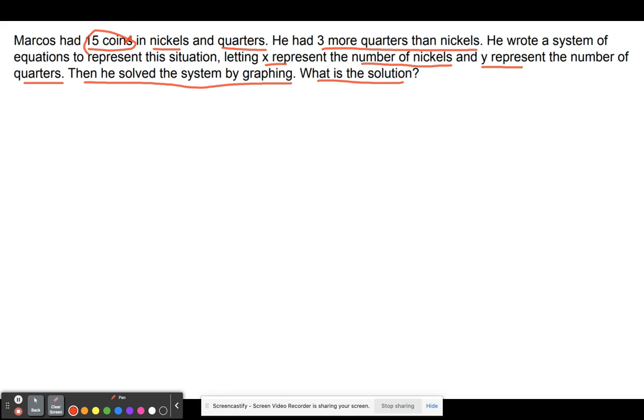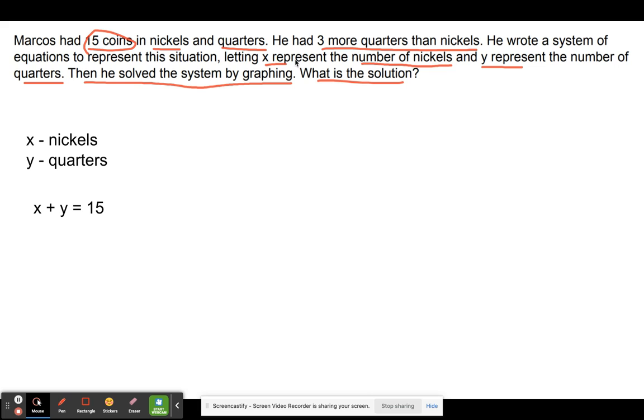The total 15 coins, well, first, oh yeah, hold on. First, X is nickels and Y is quarters. So let's write that down. So we have our variables defined. Okay, so now let's create an equation. Okay, so now the first one, it says 15 coins total, nickels and quarters. So that means if I add nickels plus quarters, or X plus Y, that should equal 15. So there's the first equation.